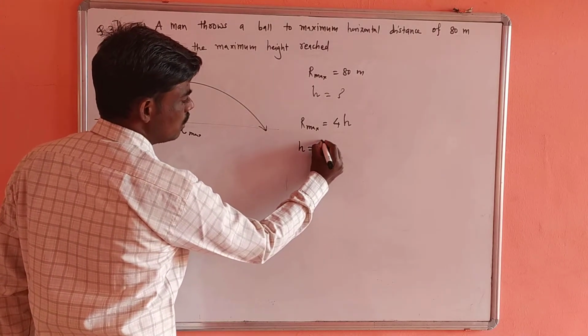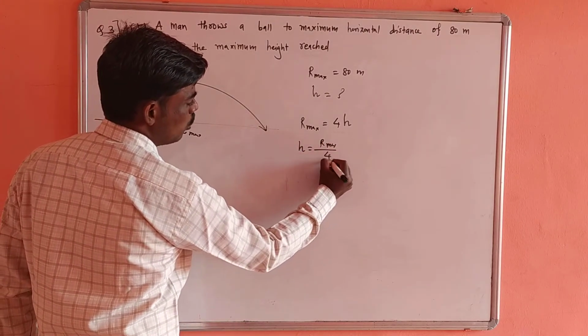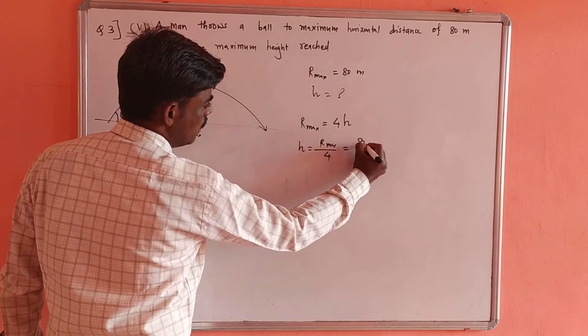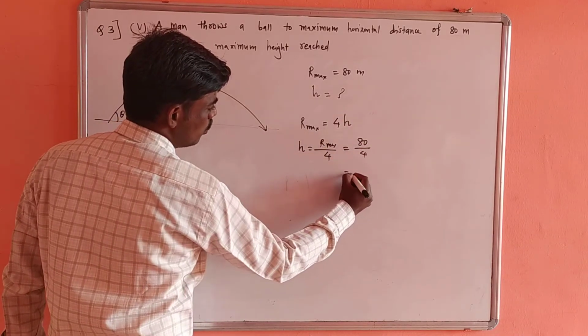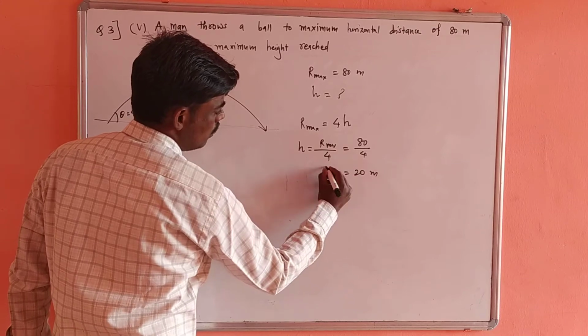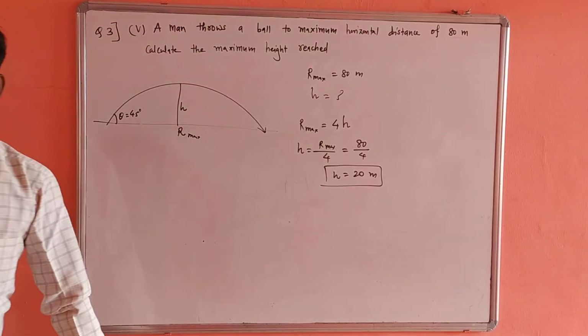So h becomes R max by 4. R max is 80 meter divided by 4. So the answer is 20 meter.